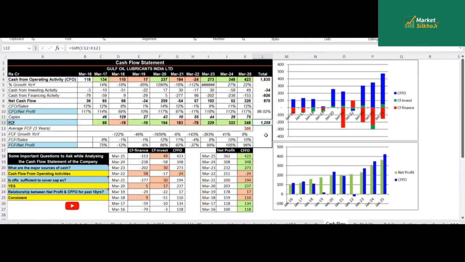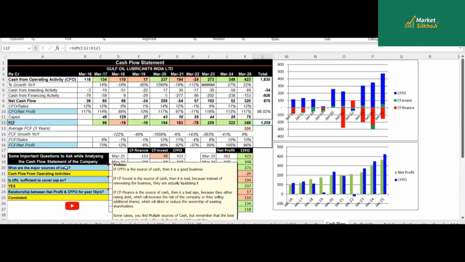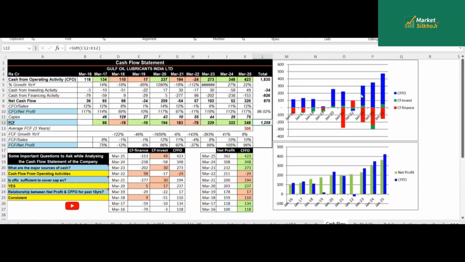Again, let's ask the same questions here. What are the major sources of cash? As you can see, blue, cash flow from operations, that is the major source of cash. Whether cash flow from operations is sufficient to cover the capex, you can see the capex is here. And of course, cash flow from operating activities is bigger than free cash flows, bigger than capex. That is the reason free cash flows are also positive.